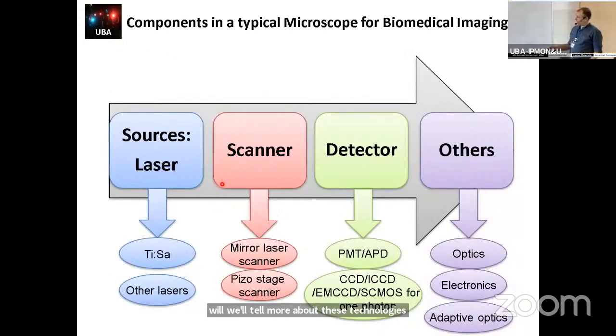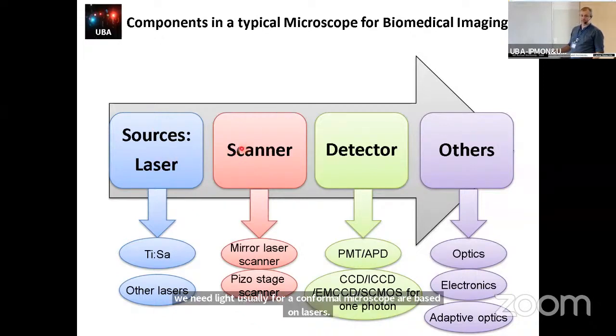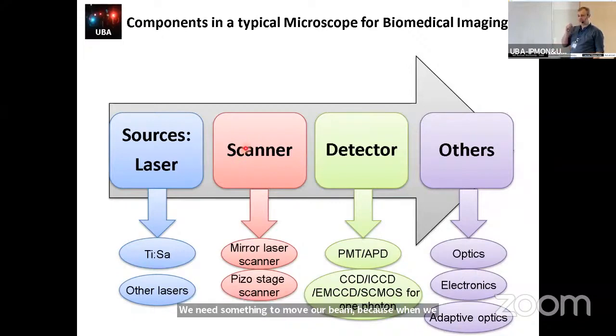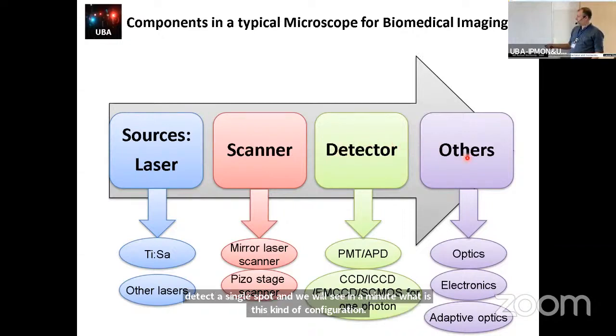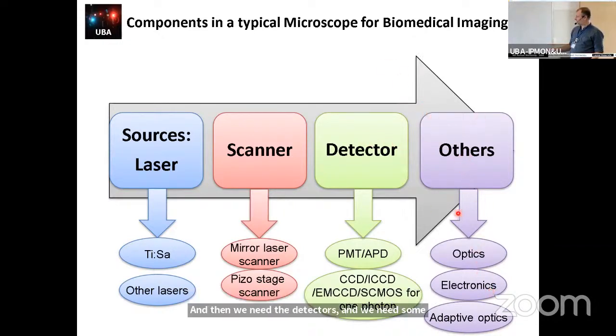So, in summary, what we need for a confocal microscope are basically these four parts. We need light, which for a confocal microscope is usually based on lasers. We need something to move our beam, because when we collect the light through a pinhole, it is only from one spot. We reject the other information, and we collect the light with a detector that can only detect a single spot. We will see in a minute what this configuration is. And then we need detectors, and some other parts like optics, electronics, etc.